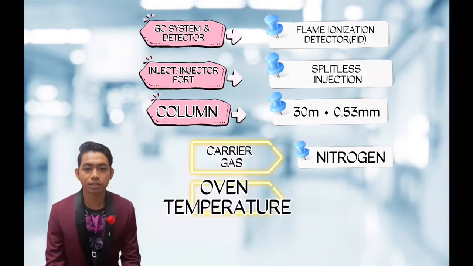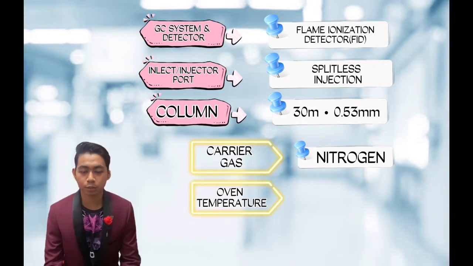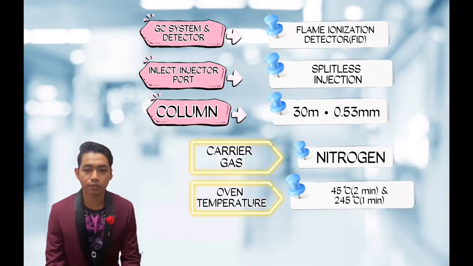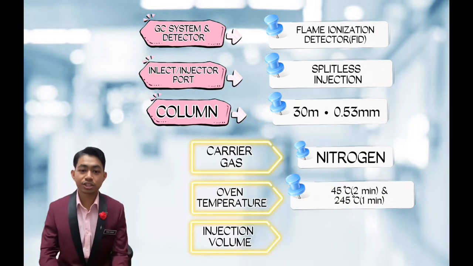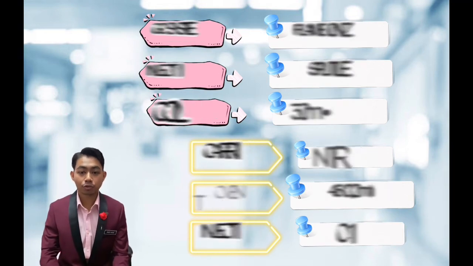Next, the oven temperature was set initially at 45 degrees Celsius for 2 minutes and then increased to the final temperature of 245 degrees Celsius in 1 minute at the rate of 45 degrees Celsius per minute. Last but not least, the injection volume was limited to 0.1 microliter.